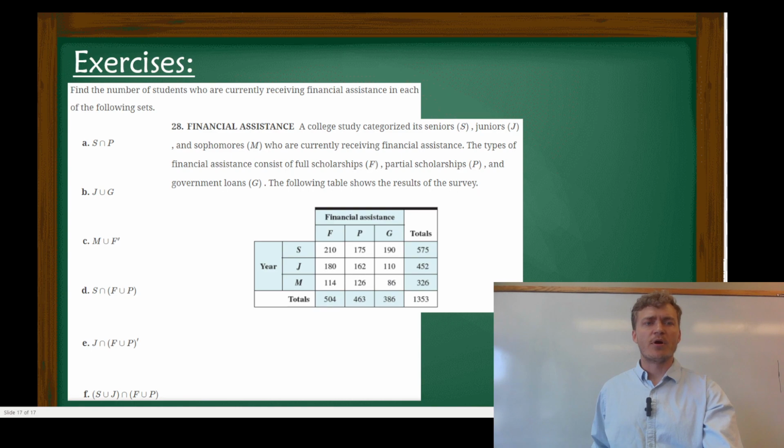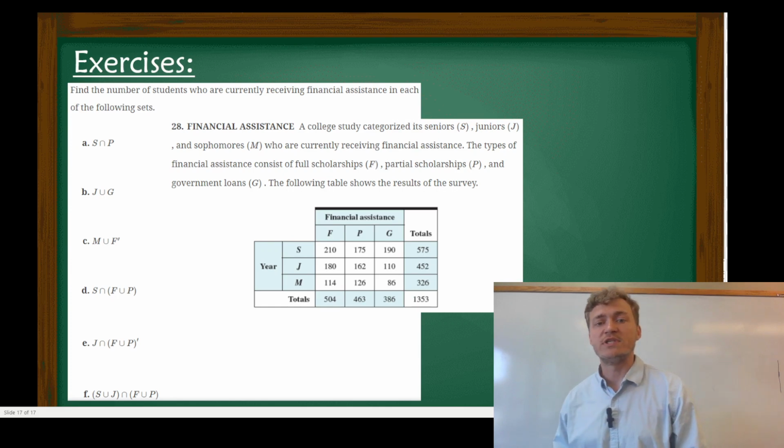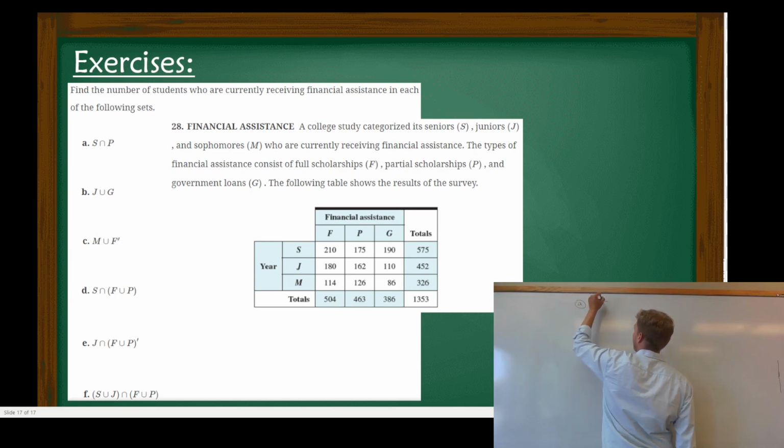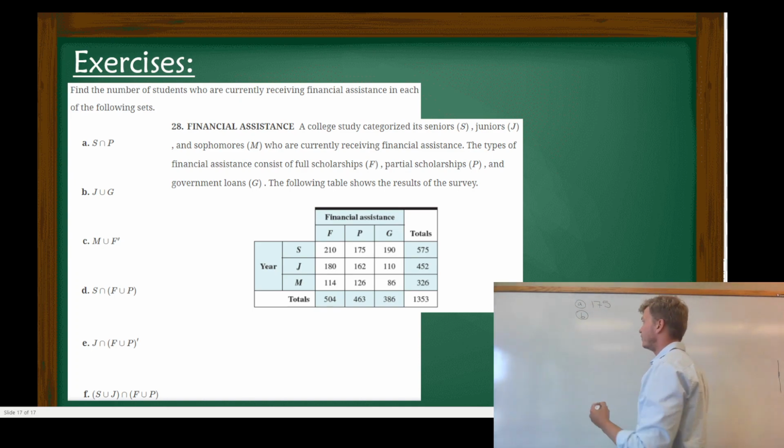So for example, part A says S intersect P. Well, what we're looking at here are the seniors who have partial scholarships. What is that number where S and P intersect? If you look at the table, all you're essentially doing is taking the row for seniors and the column for partial scholarship, and you see there that number is 175. Part A, 175. Now we're going to find the remaining examples, B, C, D, E, and F.